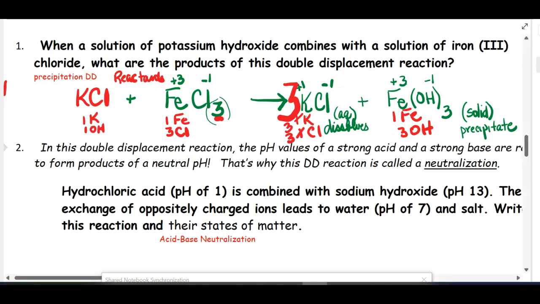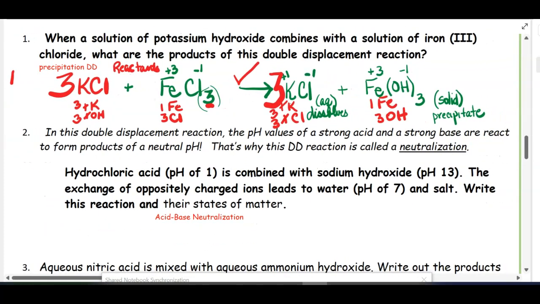Oh shoot, you know what? Now we have 3 potassiums on this side, but we only have 1 over here. So I'll have to have 3 potassiums. Now we have 3 potassiums and 3 hydroxides, 1 iron, and 3 chlorides. Over here we have 3 potassium, 3 hydroxide, 1 iron, and 3 chlorines. This is now balanced for conservation of matter.